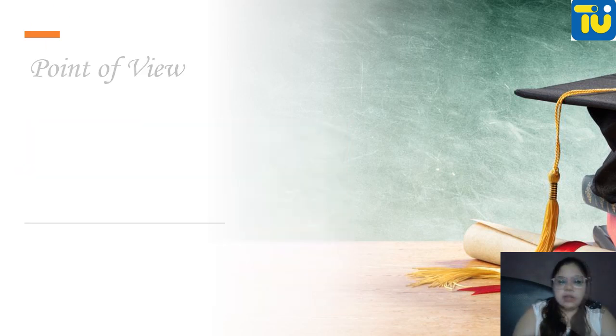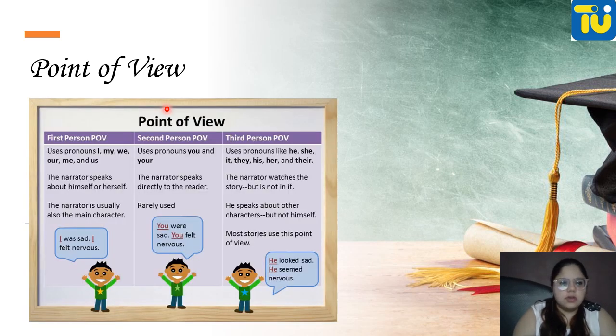Next we have point of view. Like I said, first, second, third person. So let's see what the rule is here. Point of view: first person uses pronouns I, my, we, our, me, and us. So basically when a narrator speaks about himself or herself, it is known as first person. So all these words are used as a first person point of view. For example, I was sad, I felt nervous. So when I am talking about myself, that is the first person.